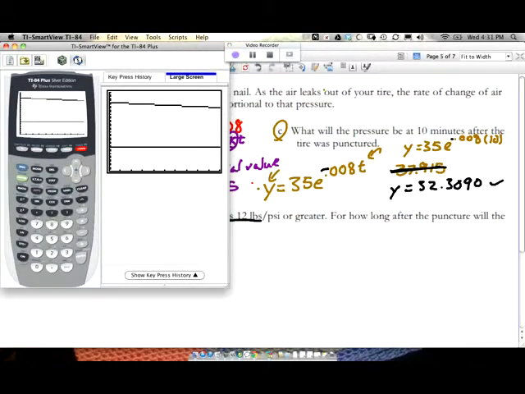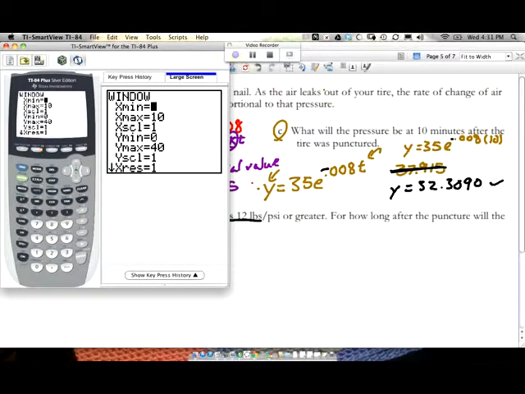So maybe I need to expand this a little bit. Let's look at my window. Instead of going to 10 minutes, let's go to a full hour. That would be 60 minutes. Now instead of counting by ones, I'm going to count by fives. Similarly, for the y scale, I'm going to count by fives as well, just to make it a little bit easier to count. Let's look at my graph now.